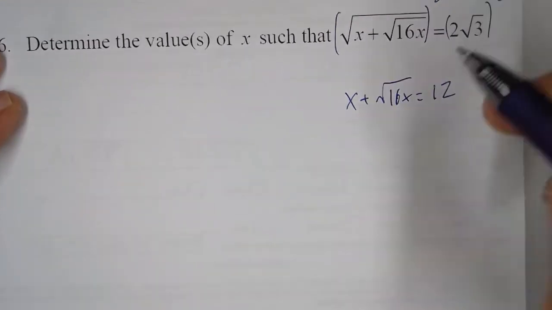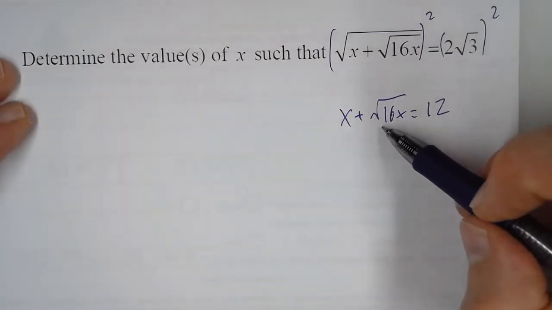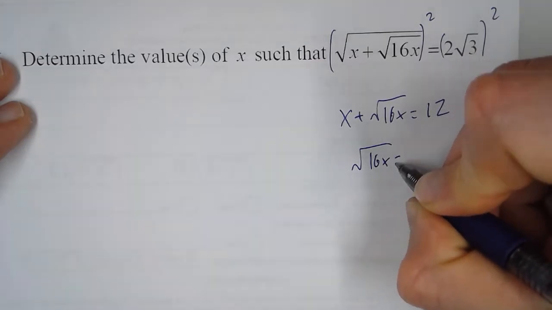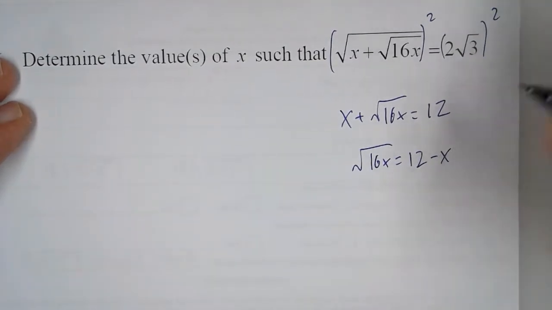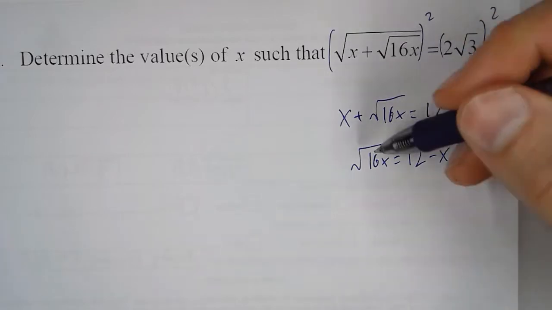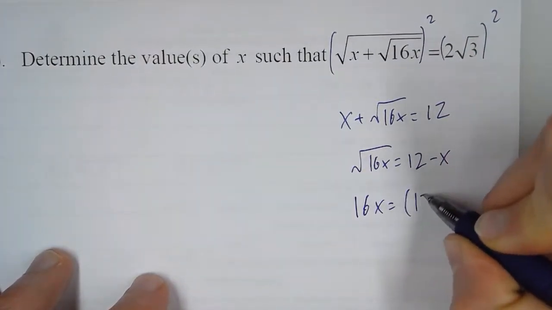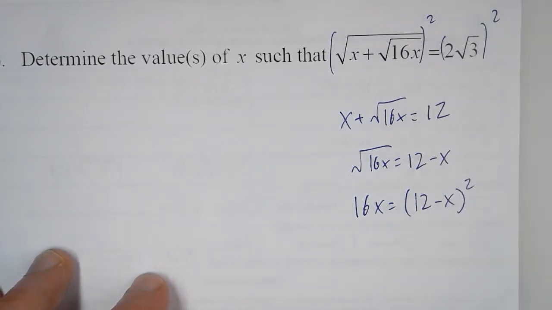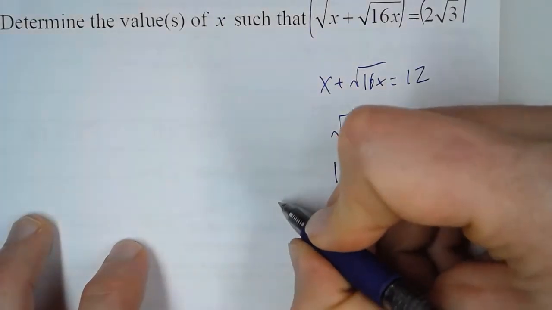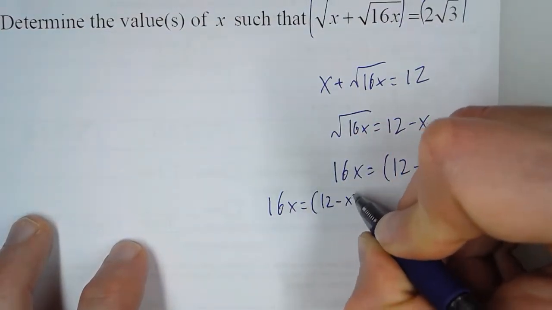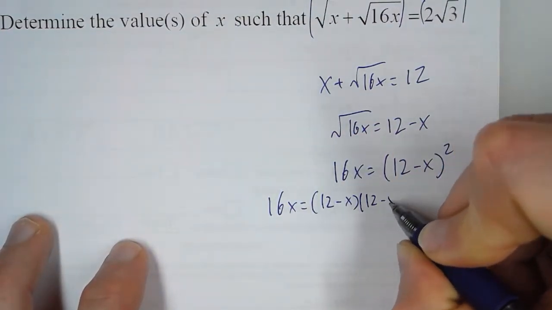Now we still have another radical, so to solve that we're going to subtract x to the other side. So we have 12 minus x. So then when we square both sides again, we get 16x equals, and then we have (12 minus x) quantity squared, so we're going to have to expand that out. So 16x equals (12 minus x) times (12 minus x).